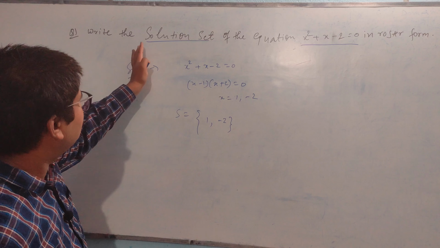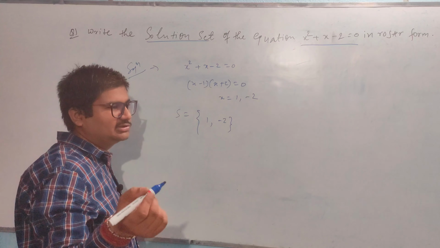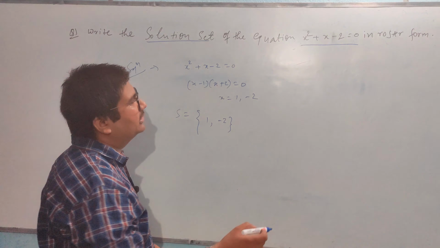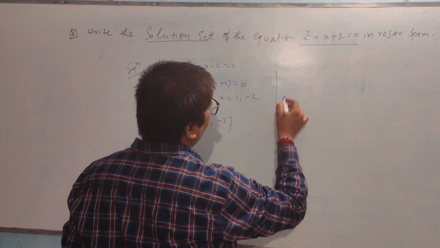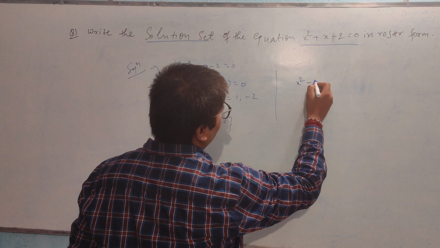Now the same question I would give you as homework. Please put your answer in the comment section. The same solution set you have to write for the equation x square minus 5x.